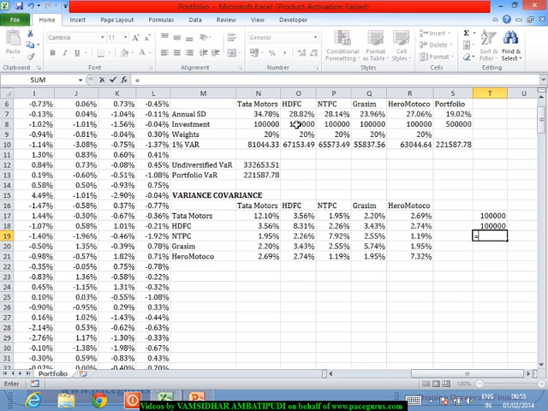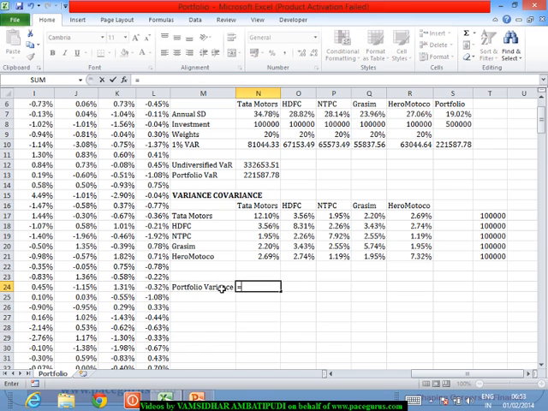The first one being the investment in a row form, then the second one being the variance covariance matrix, and the third form being the same investments in a column form. So based on that we can get the portfolio variance, not VAR.